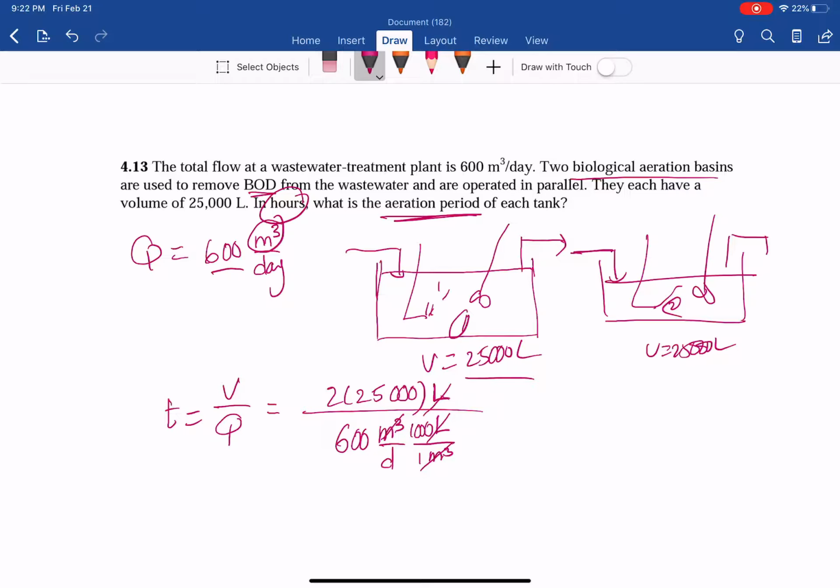Now it will be in days, but he doesn't want days, he wants hours. So 1 day is 24 hours. So day with day, and now it's in hours. So 2 times 25,000 times 24 over 600 over 1,000, and that would give you 2 hours. So the aeration period of the biological aeration tank is 2 hours. Okay, thank you.